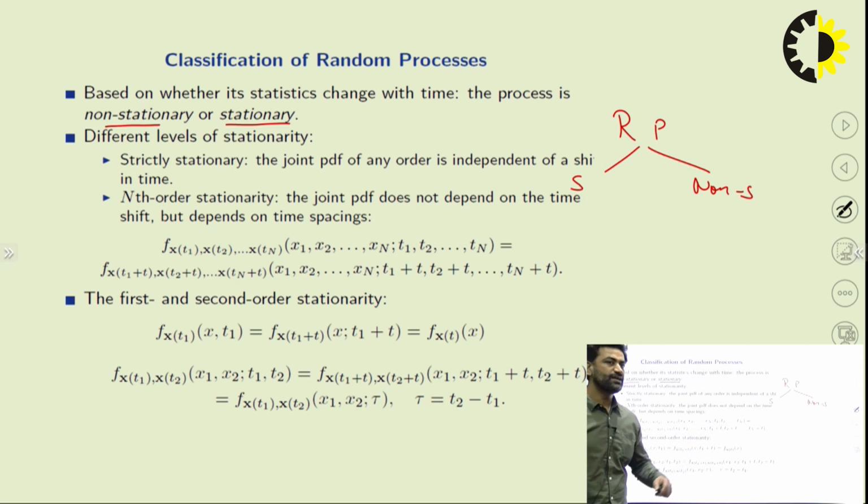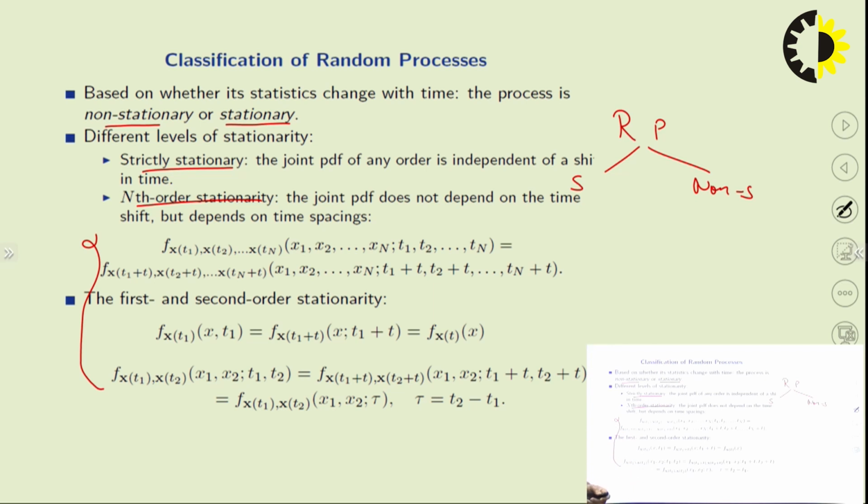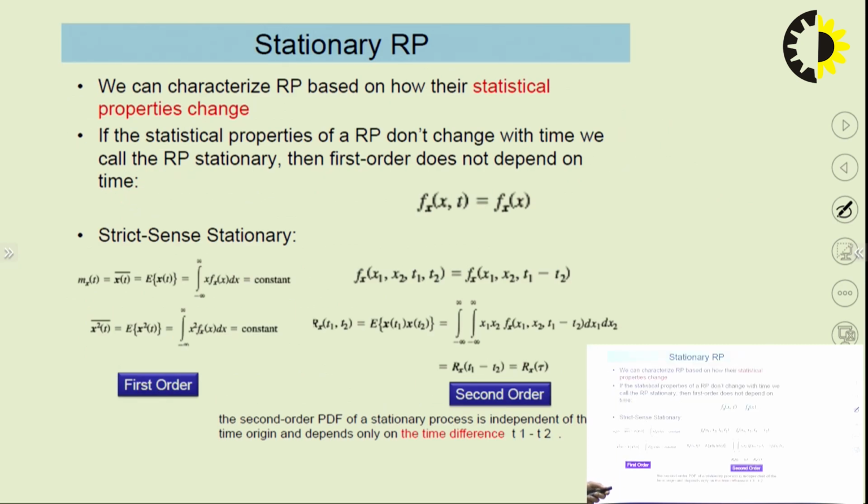Further, it can be classified at different levels: strictly stationary and order stationary. These are the specifications to find out whether the process is stationary or not stationary. That will be covered in the next slide. Yes, we can characterize random processes based on how their statistical properties change.